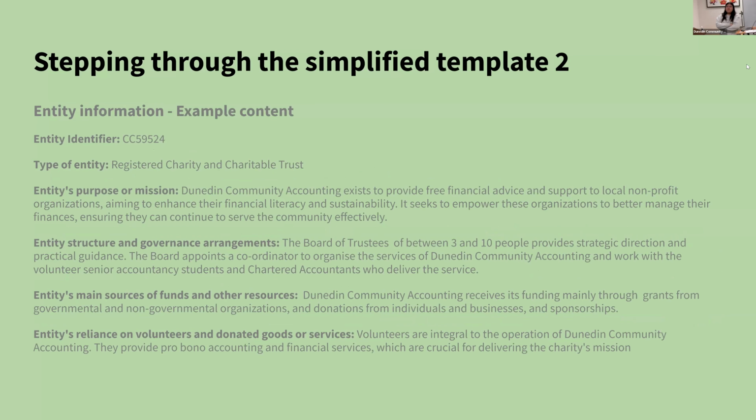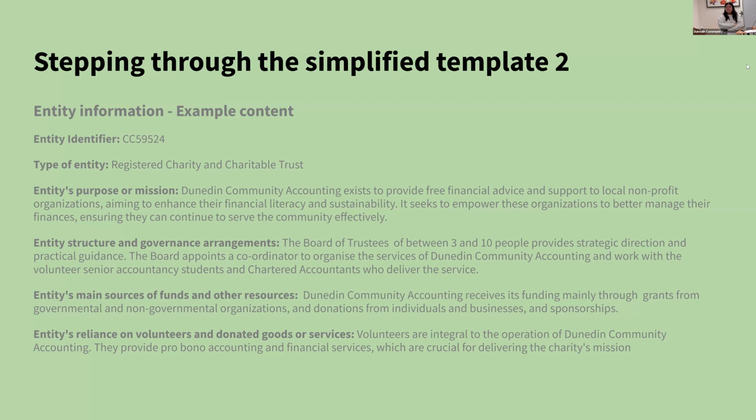So the identifier is just the CC 59524, which you can find on the charities search, and then the type of entity, which is a registered charity and charitable trust for DCA. And then DCA's purpose or mission is that DCA exists to provide free financial advice and support the local nonprofit organizations aiming to enhance their financial literacy and sustainability, and it seeks to empower these organizations to better manage their finances, ensuring that they can continue to serve the community effectively.